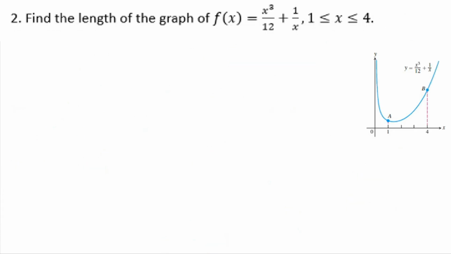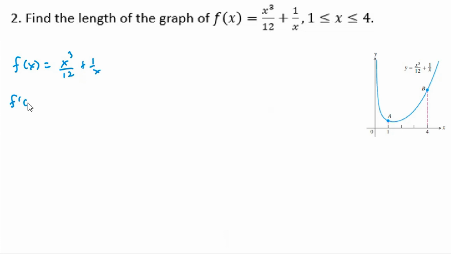Okay, number 2, find the length of the graph of f of x equals x cubed over 12 plus 1 over x from the interval of 1 to 4. So the graph is shown on the right side. So first we're going to find the derivative of f of x. So we can write now f of x is equal to x cubed over 12 plus 1 over x.